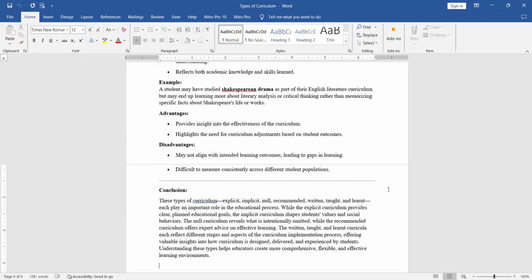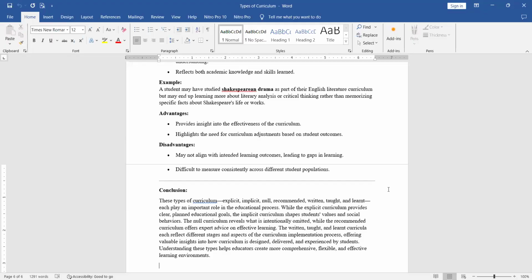And then you have recommended curriculum. The institution and the stakeholders decide which curriculum to select, right? For example, if you're planning to go abroad, for your English language proficiency, whether you're going to do IELTS or PTE, you can design it. That is the recommended curriculum. And then the learned and the taught curriculum.